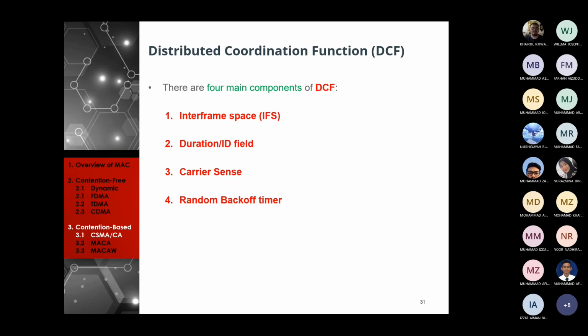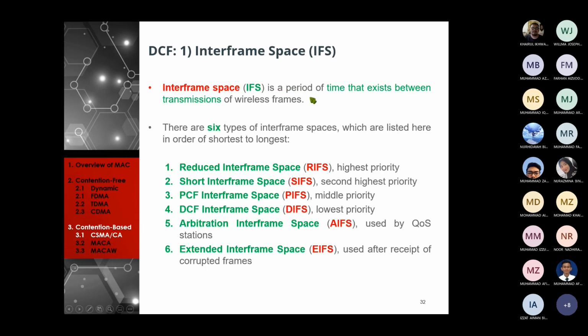So there are four main components of DCF: interframe space IFS, duration ataupun ID field, and random backoff timer. So IFS is a period of time that exists between intertransmission of wireless frame. So there are 6 types of interframe space IFS, which are listed here in order from shortest to longest. Kamu ada dia hantar sebagai RIFS atau reduced interframe space. So ni kalau hantar ni dia akan ada highest priority ataupun guna short interframe space SIFS.